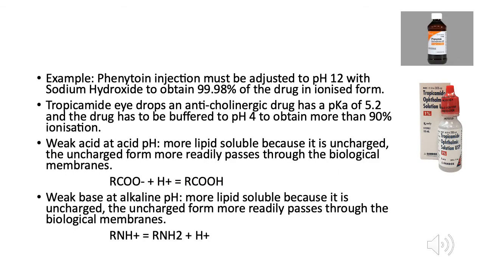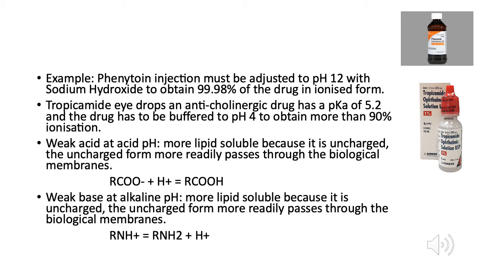Phenytoin injection is used for treatment of seizures occurring during or following neurosurgery or after severe head injury. Phenytoin injection has to be adjusted to a pH of 12 with sodium hydroxide to obtain 99.98% of the drug in the ionized form. Another example is tropicamide eye drops, an anticholinergic drug with a pKa of 5.2, and the drug has to be buffered to pH 4 to obtain more than 90% ionization.